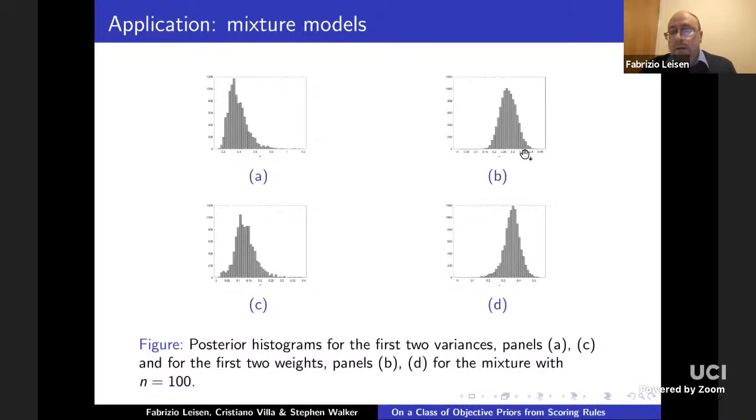For the weights, in panel B, the true value is 0.25, and in panel D is 0.35.